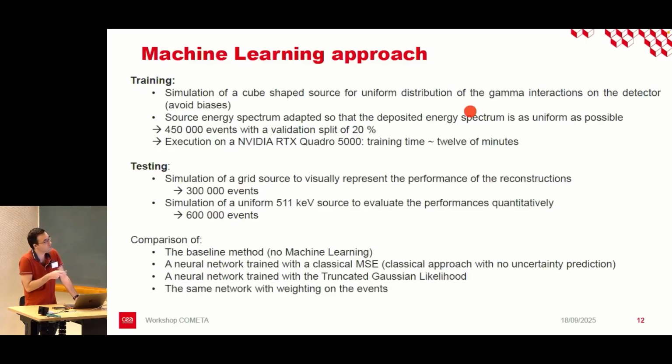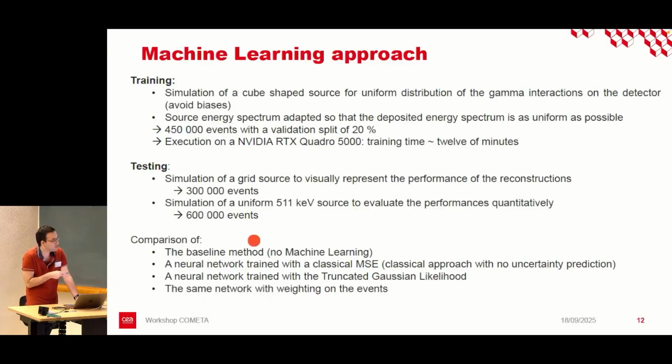Then, by using this loss function and these new neural networks, we can train a neural network based on the simulation of a cube-shaped source, uniformly distributed in front of the detector, so that we have several events that are simulated with energy deposited. So we have this simulation, and also two testing configurations. We have simulated a grid of sources to visually represent the performance of the reconstructions. I will show this in the results. And also a uniform 511 keV source to evaluate quantitatively the performances.